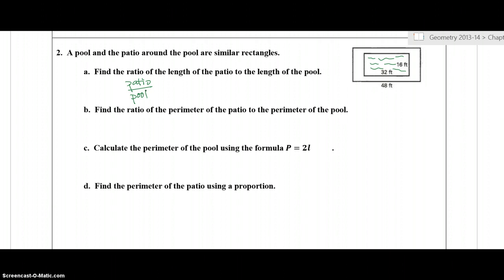So how long is the patio? 48 feet. And how long is the pool? 32 feet. Can we reduce those? Do they have like terms? Yes. So the feet cancel and we can reduce 48 and 32 both by what? We could reduce by 2, but something bigger. What goes into them bigger? 8. What else? 16. 16 goes into 48 3 times, and 16 goes into 32 2 times.